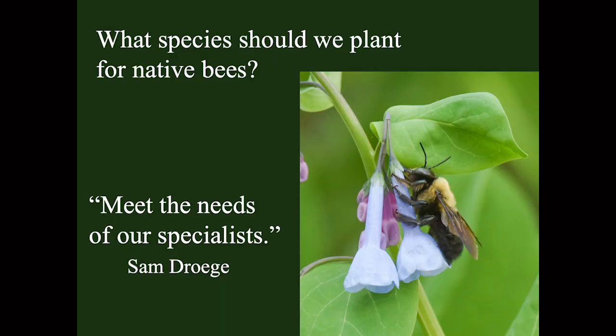Which species of plants should we use when we're trying to support bee populations? Sam Droege is Mr. Native Bee, works at Patuxent Wildlife Research Center in Maryland, and he probably knows more about native bees than anybody. He says we need to meet the needs of our bee specialists. If we plant the plants that our specialists need, the generalists will follow. Generalists can use lots of plants. So a lot of people go out there and they put in zinnias and butterfly bush and a bunch of other non-native plants, and they see bees come and they say, I have helped the pollinators. Well, there's a few species of generalist bees that can use those plants, but you've eliminated all the specialist bees that need particular native plant genera.